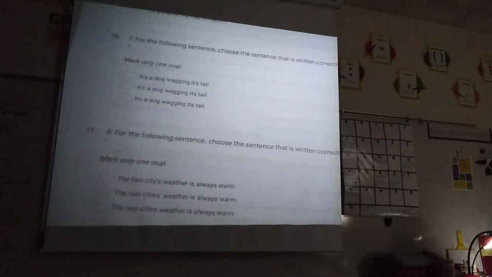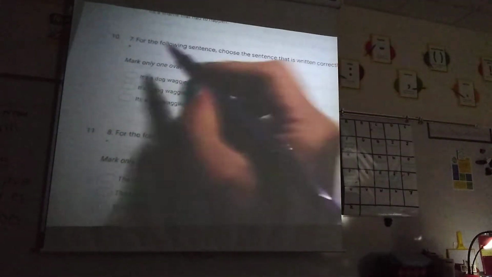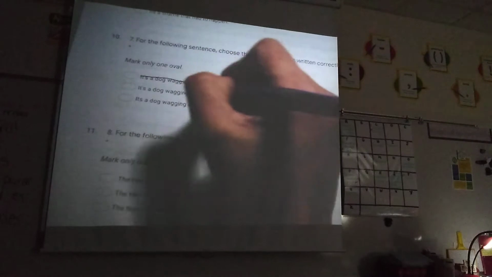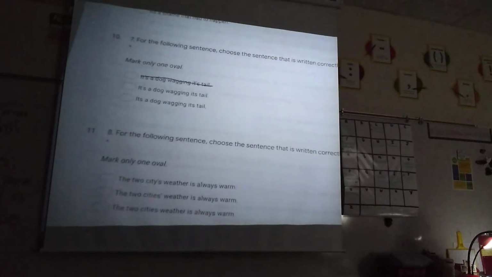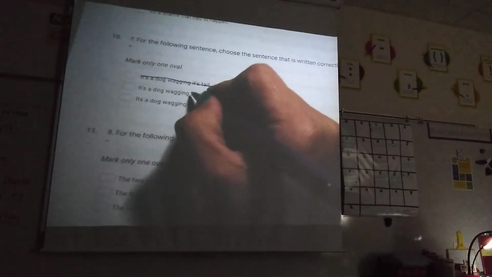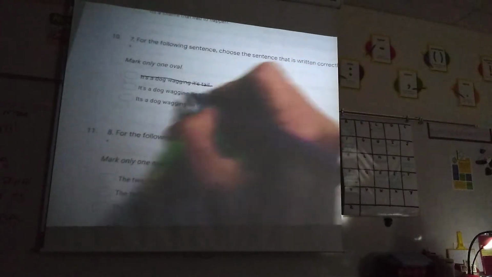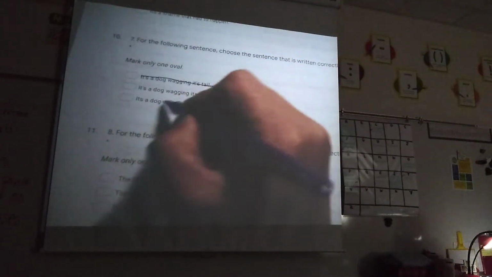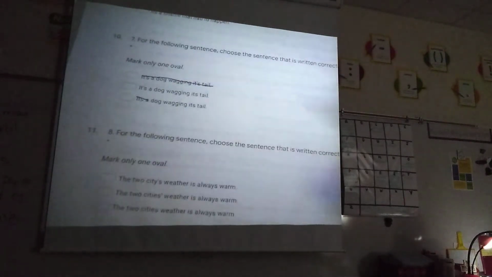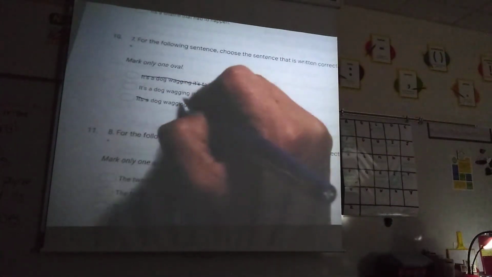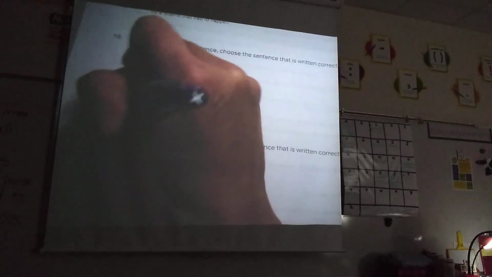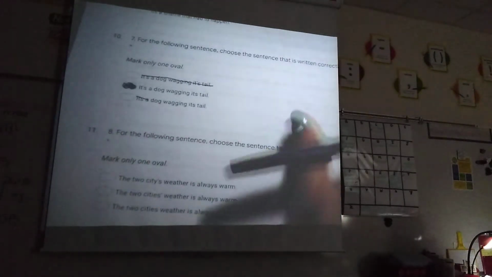So same thing, we're going to do the replacement. Would we say it is a dog wagging its tail? No, that doesn't make sense. It's is talking about the dog. We're still talking about the dog's tail. That makes sense. So we know we're talking about the dog, so we wouldn't use the it's, because we're talking about the dog. We wouldn't use a pronoun there. So we are left with it is, the contraction of it is a dog wagging its tail.